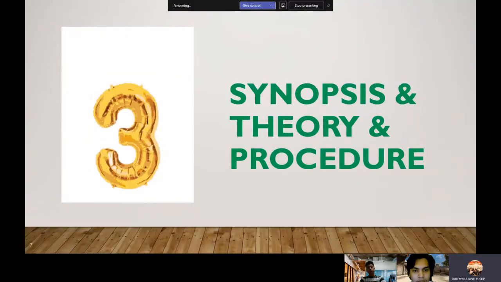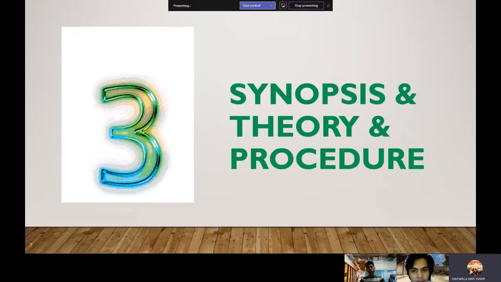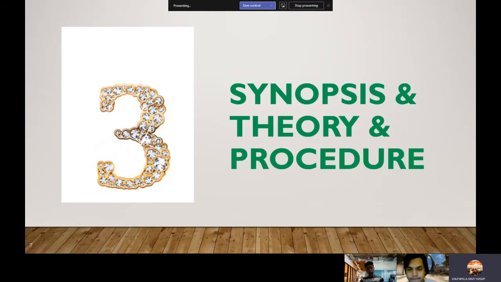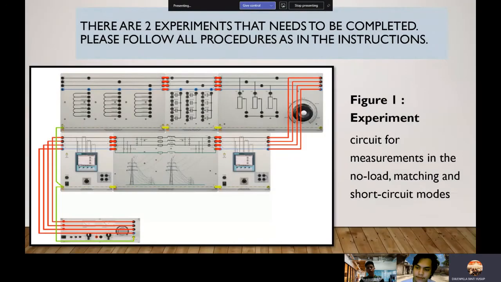The third one is we are going to discuss the synopsis and theory, and also the procedure. Figure 1 shows the experiments, the circuit for measurement in no load, matching and short circuit mode. These are the experiments that we need to complete, and then the procedure that we have to follow, the instructions given.